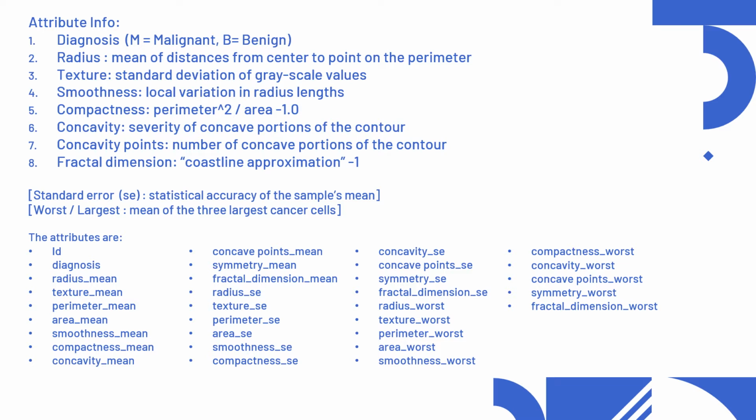In this slide, we attach the attribute information of our dataset, which consists of diagnosis, which is the target of our dataset, which has two values, malignant and benign. Second, we have radius, which is the mean of distances from center to points on the perimeter. The texture is the standard deviation of grayscale values, then smoothness, local variation in radius length, compactness, concavity, concave points, fractal dimension, and so on. Each of these attributes has three variations: the mean, the standard error, and worst or largest. Standard error is the statistical accuracy of the sample's mean, and worst or largest is the mean of the three largest cancer cells.